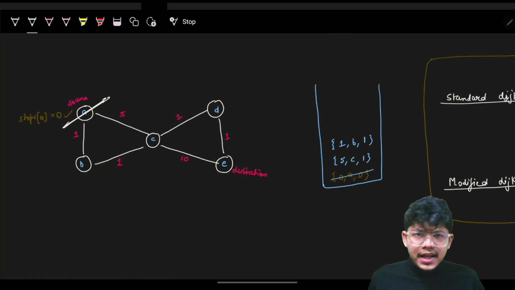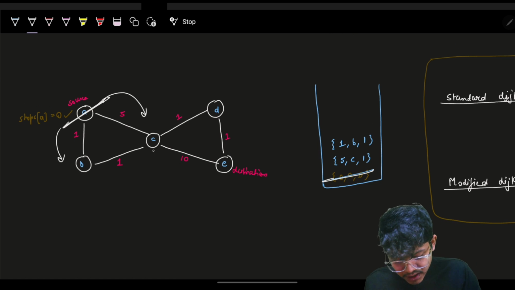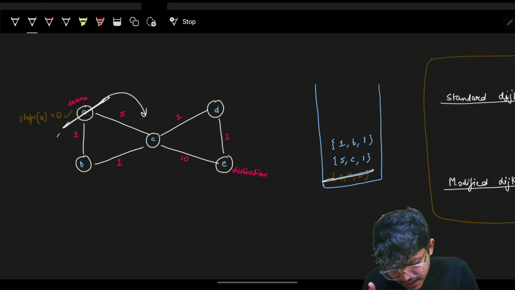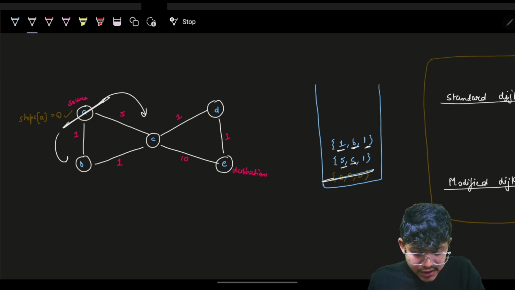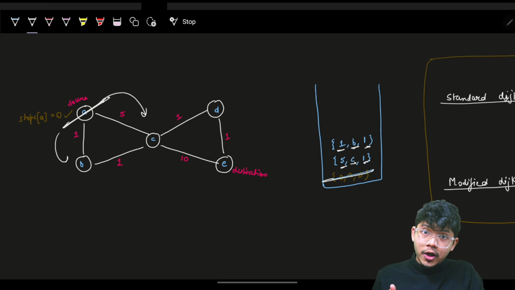Now we had our A at the very beginning. We removed it and then pushed in all its neighbors. The neighbors are C and B. B is at a distance of 1, so B node, distance 1, and steps are 1 now. C is at a distance of 5 and steps are 1 now.